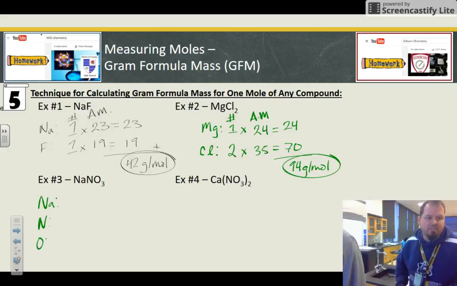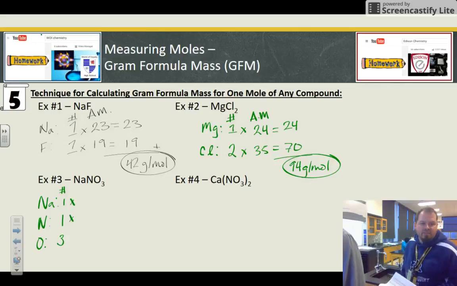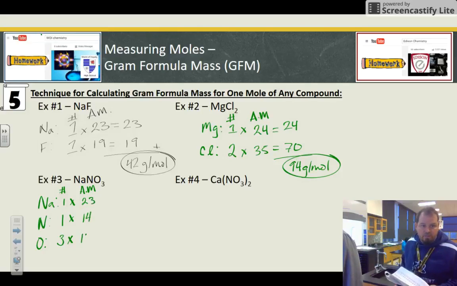Okay. All right. I see 1 Na. I see 1 N, and I see 3 O's. I don't need parentheses on that polyatomic ion. NO3 is nitrate, but we still count them up the same. And you got those numbers good all by yourself.